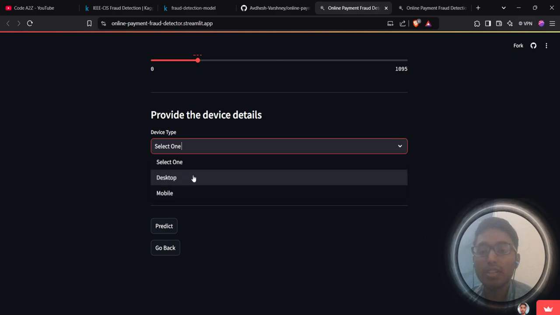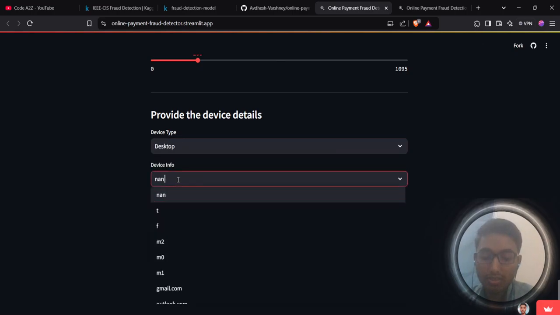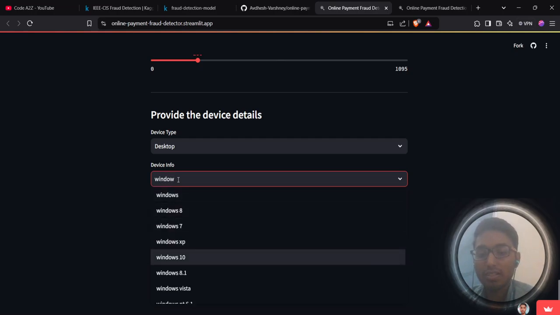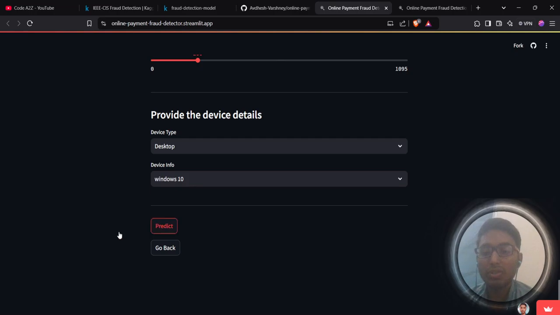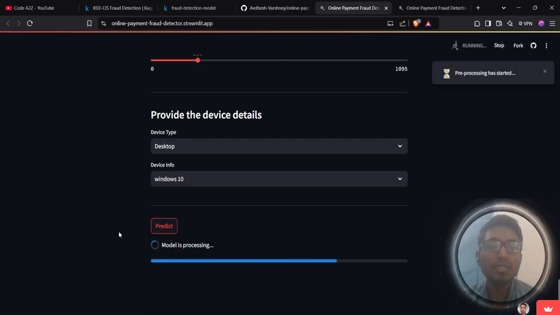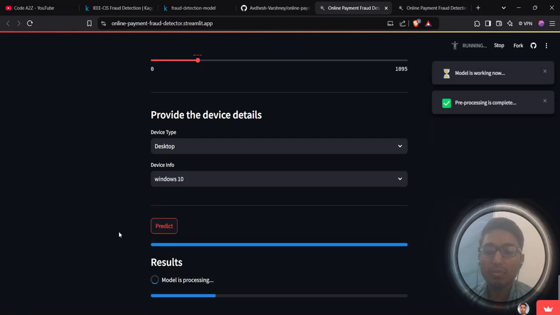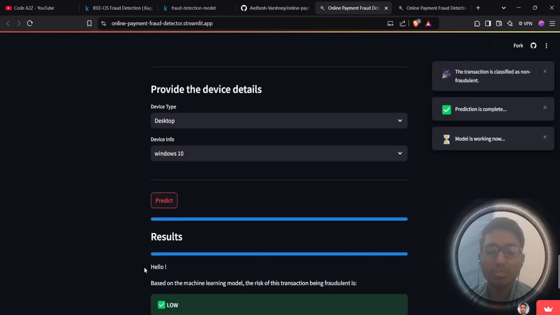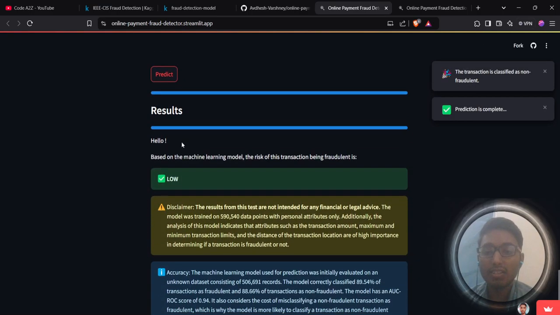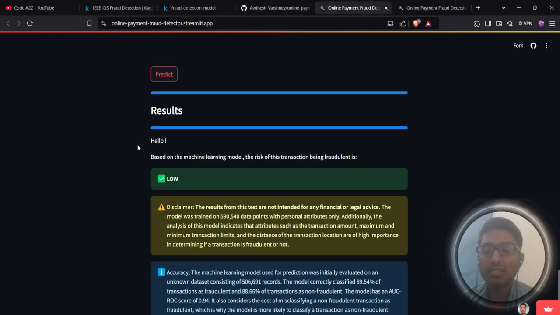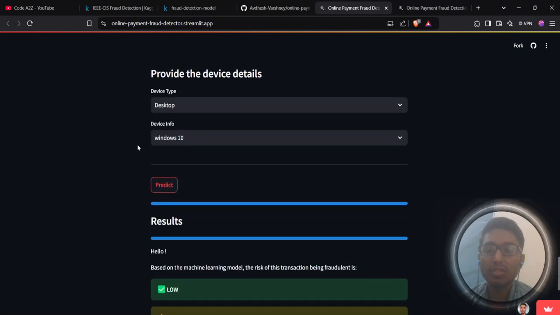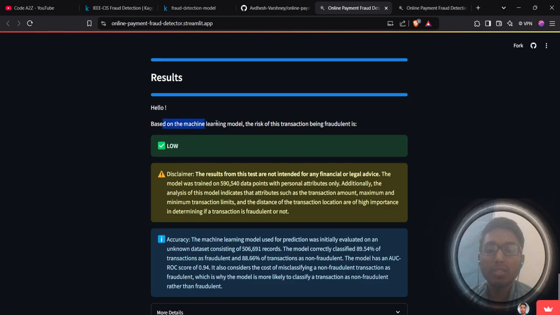Let's predict one transaction. Suppose I have used a desktop device, Windows 10. Just click on predict. The model is pre-processing. Pre-processing has started, pre-processing completed, and now the model is on the go. And now you can see the result. Here I have not provided our names, and based on the machine learning model, the risk of this transaction being fraudulent is low. So the result is very low.